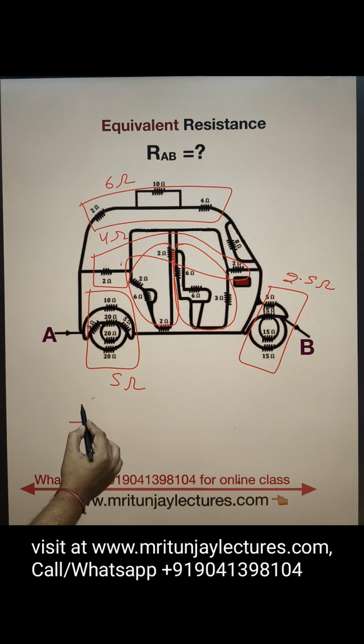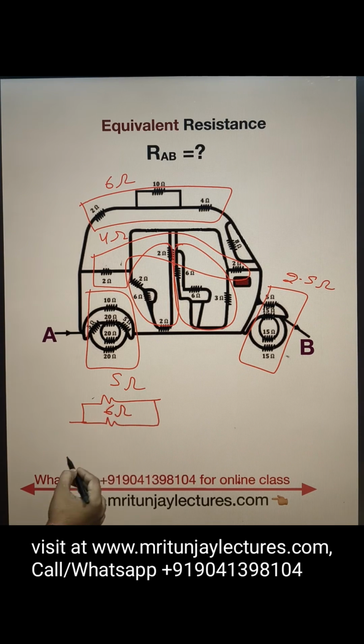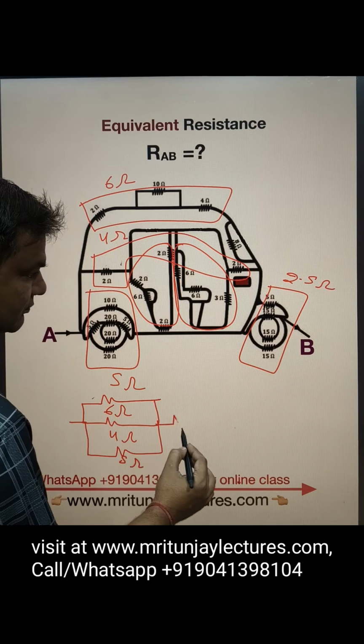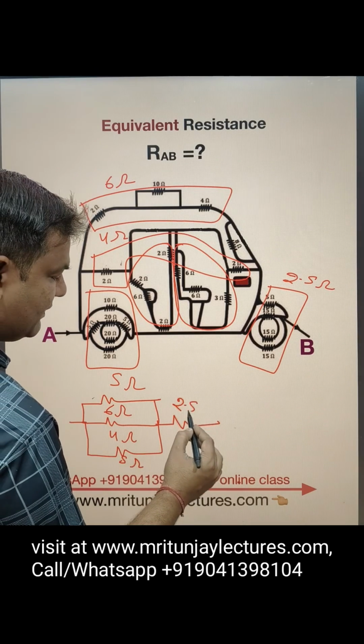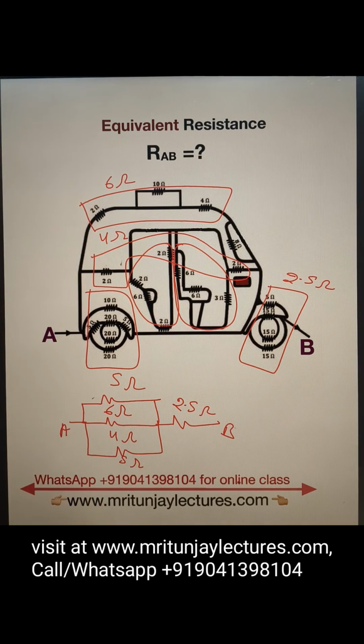So you can say that 6 ohm, here 4 ohm, and here 5 ohm. Here 2.5 ohm. Here A and here B. Okay. Now these three are parallel.